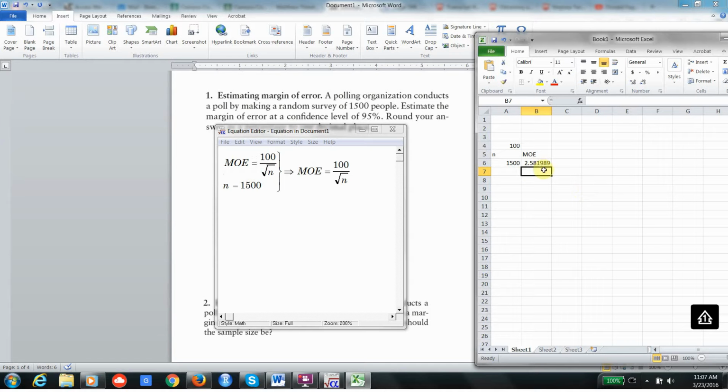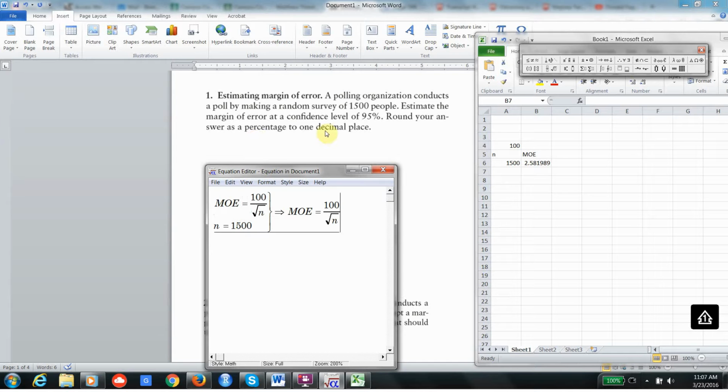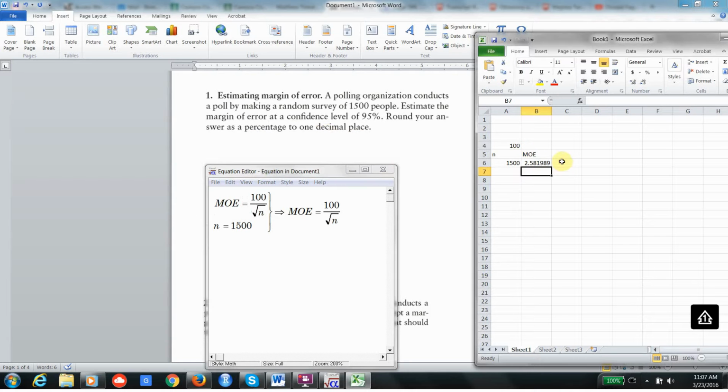Okay, so there's my margin of error. And remember, I want to round this to a percentage at 1 decimal place. So I'm going to multiply it by 100 and then round it off. Whoops. So I'm going to say equals whatever's in this cell times whatever's in this cell, and I'm going to anchor this. If you don't know what an anchor is, we're going to talk about that very soon. And then I'm going to round this to the first decimal place.